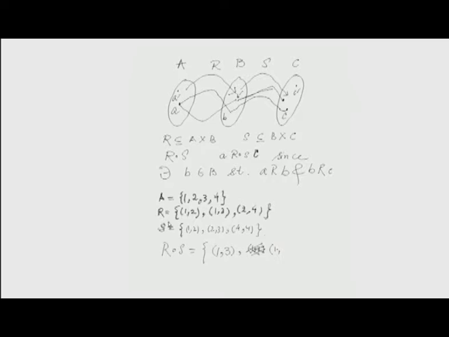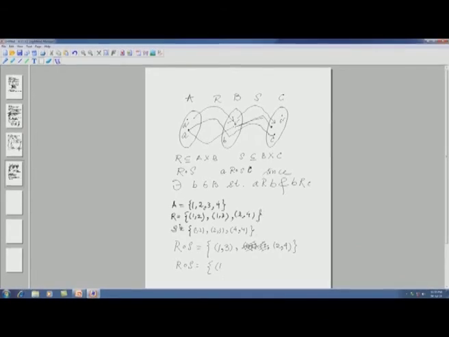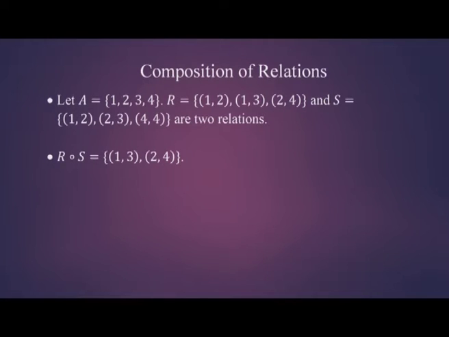Now, I come to 2. 2 is related to 4 and 4 is related to 4. So, (2,4) will appear in R composition S. Therefore, R composition S will have only 2 elements, (1,3) and (2,4), which we have over here.